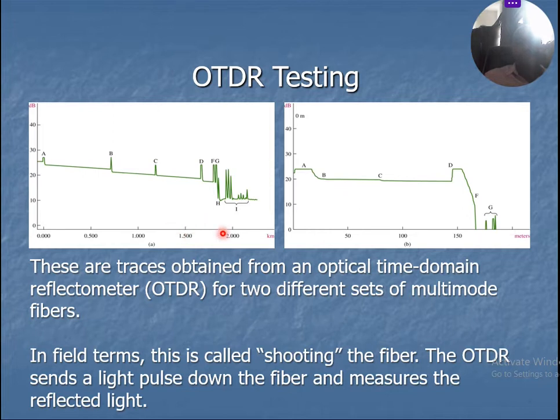OTDR, for two different sets of multimode fiber. These are two different fibers, and both fibers are multimode. That's why you see the wave variations are more than once. Okay, at F here, this is the end of the measurement of the fiber. Here could be from the noise.